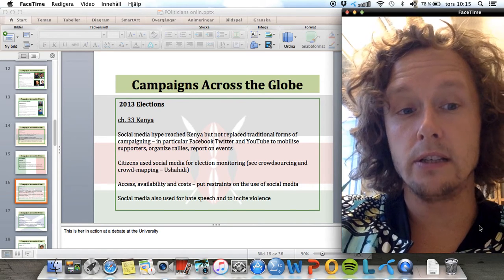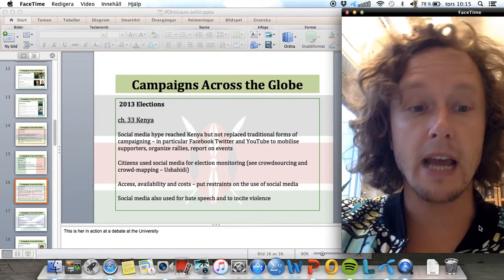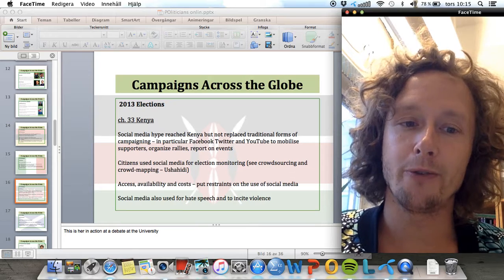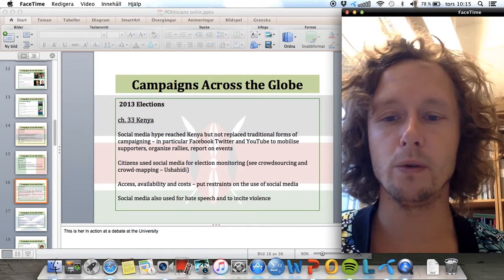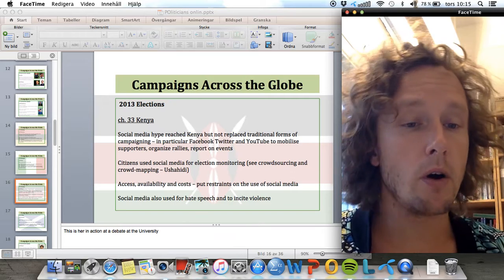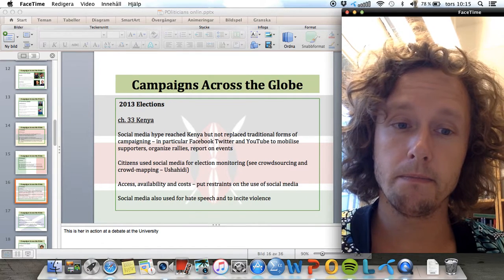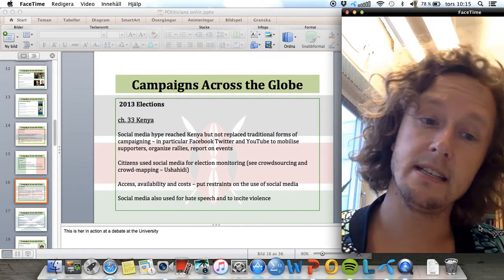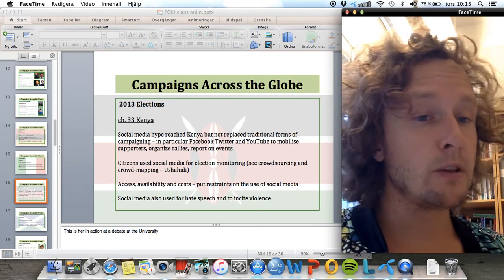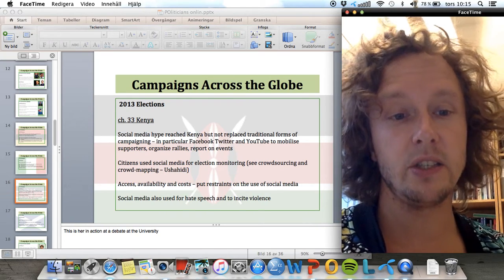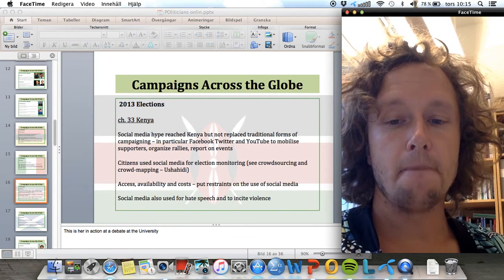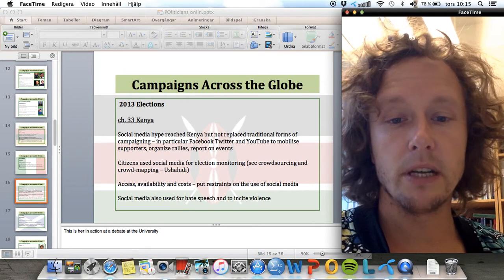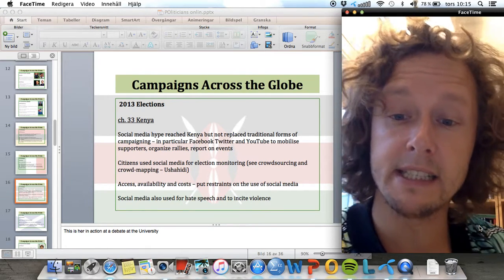So it's been used actually to monitor elections, as surveillance from below, for citizens to actually surveil the power holders. Context-wise, we need to be aware that in Africa, in general, access to social media is still very low, as is availability. Electricity cuts hinder internet use, and costs as well, because it costs a lot of money, and large segments of the population cannot afford it.